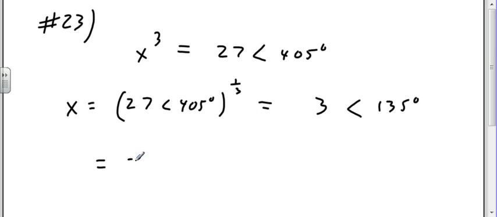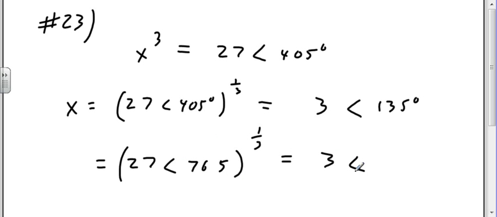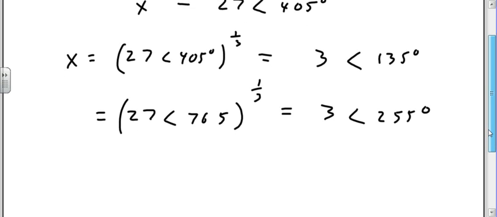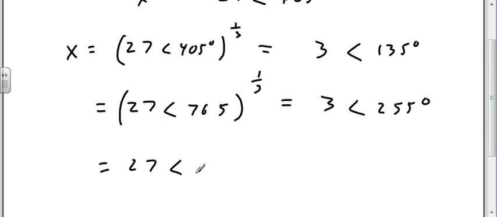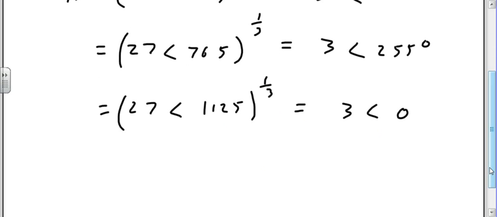And then another x would be 27 angle 405 plus 360, 765 to the 1/3. So that's going to be 3 angle 765 divided by 3, 255. And then I'll do it one more time. 27 angle, I'm going to add 360. 765 plus 360, 1125, raised to the 1/3, and that's going to be 3 angle 0. Is it? Really? Divided by 3. No, it's not. It's going to be 3 angle 375.